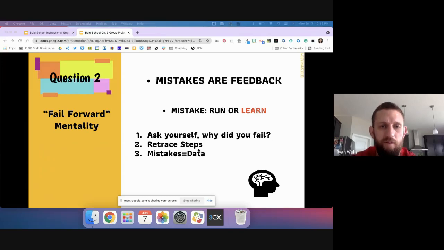Retrace those steps, and also mistakes equal data. That's something I need to really go back and look at, not only for interactive videos, but for life in general, because I know many times I failed with my month-old son. You guys can probably hear him in the background, but mistakes are feedback.